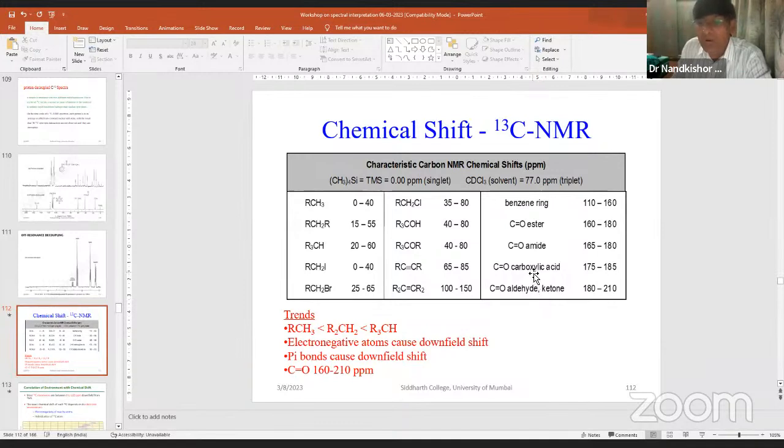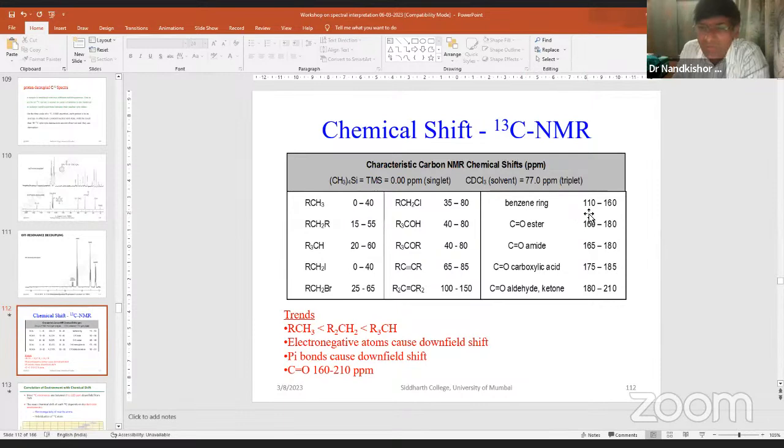If we see carboxylic acid, amide, and ester, they will be lower than this. So it may sometimes be 180, 185, 170, 175. So these are the carbonyl values, for the carbon being a carbonyl carbon. If you see the benzene ring, the benzene ring is also considered to be deshielded because of, as we have discussed yesterday, the pi bond.